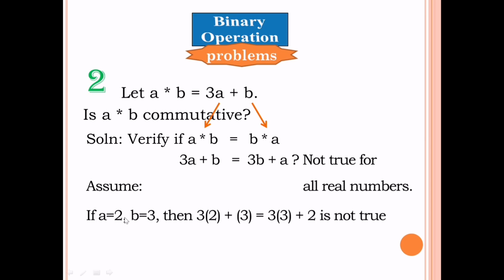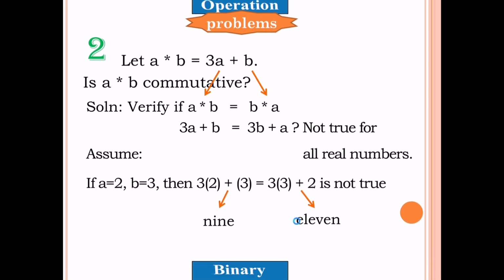Since A is 2 and B is 3, then 3 times B, which is 3, plus A, which is 2. We know 3 times 2 plus 3 is 9, and 3 times 3 plus 2 is 11. Are they equal? No, of course not. So this binary operation is not commutative. So it is not true for all real numbers.